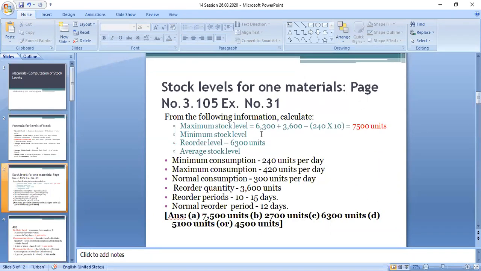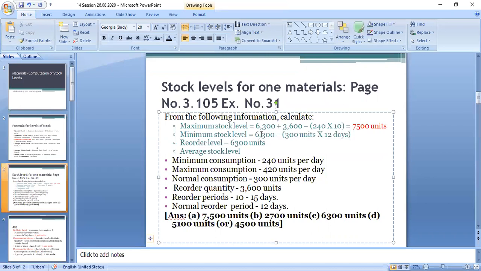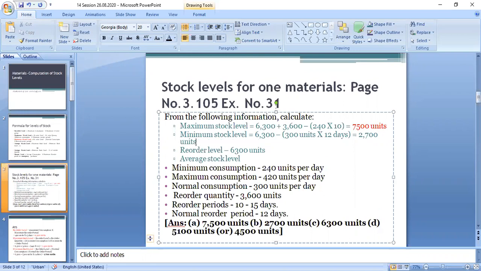So this is the minimum stock level. How to calculate the minimum stock level? Reorder level minus normal consumption. The normal consumption amount is 300 units, so 300 units into the normal reorder period, which is also given as 12 days. If you multiply this, you can get the answer: 2,700 units. So you can check with the answer. The answer is 2,700.